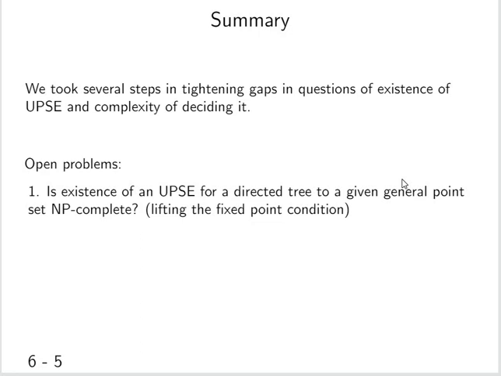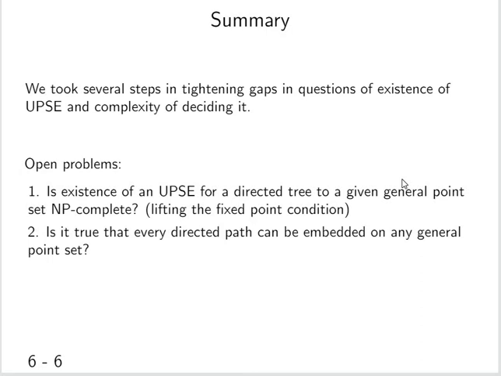existence of an upward point set embedding for a directed tree to a given general point set. And to be complete, do we have to have this additional restriction that we fix where one of the vertices of our tree should go, or we can leave this and the problem still stays hard?